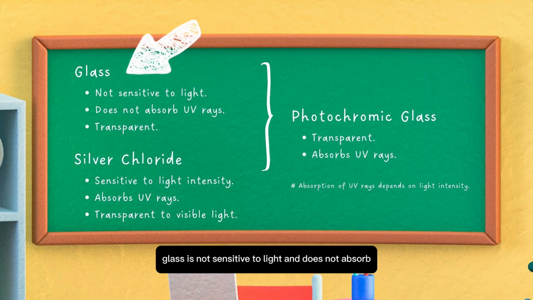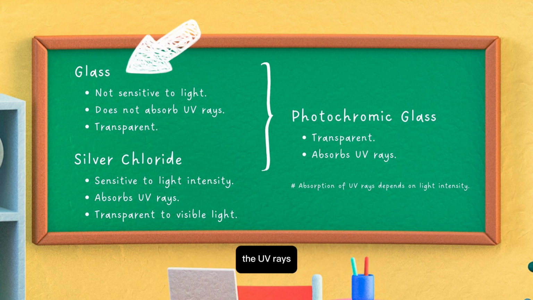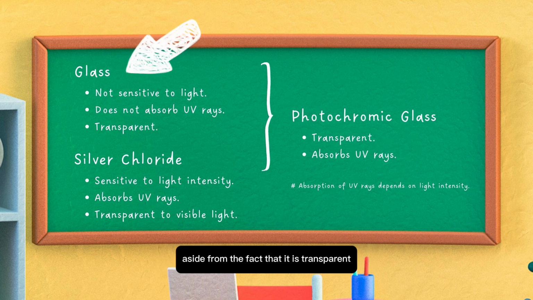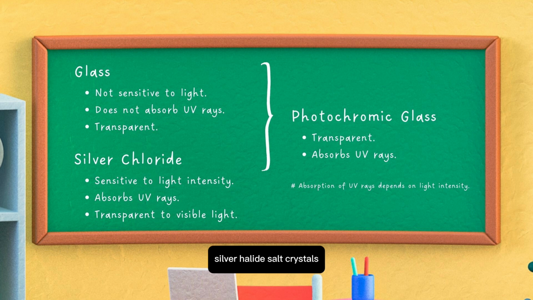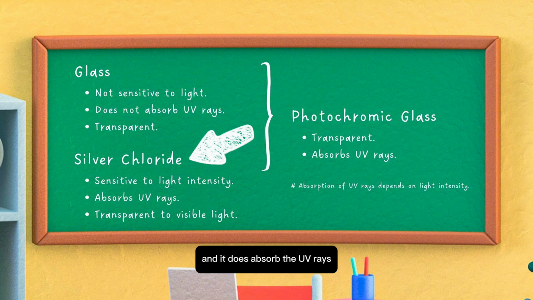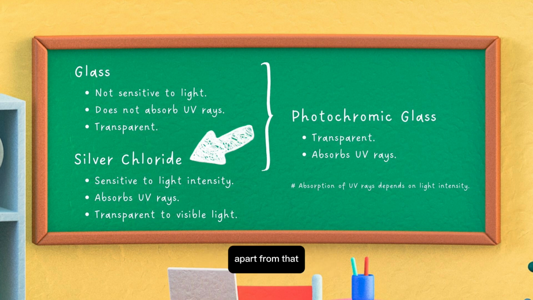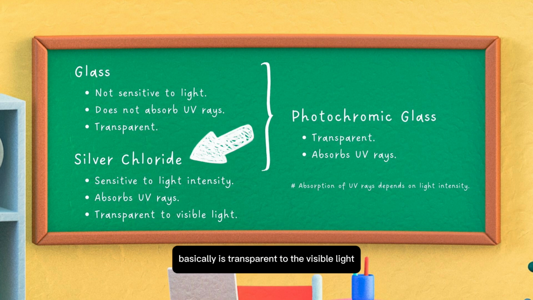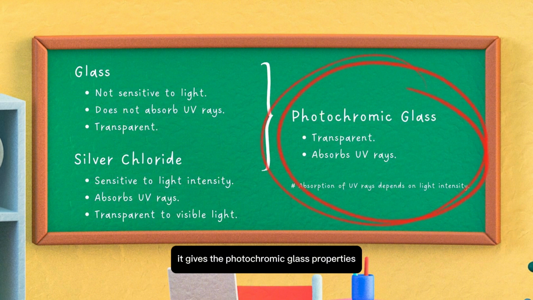Glass is not sensitive to light and does not absorb the UV rays, aside from the fact that it is transparent. Silver halide salt crystals such as silver chloride, on the other hand, are sensitive to light intensity and do absorb the UV rays. Apart from that, silver chloride basically is transparent to visible light. So when those two substances get combined, it gives the photochromic glass properties such as being transparent and also absorbing the UV rays depending on the light intensity.